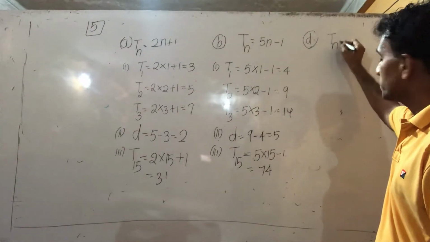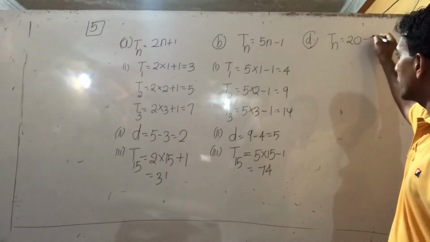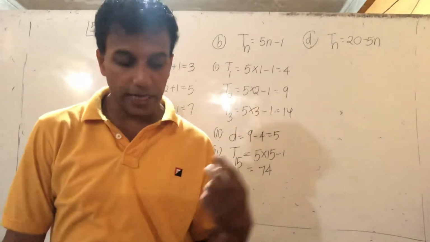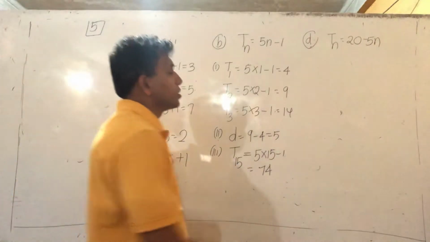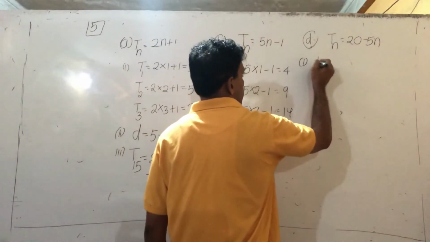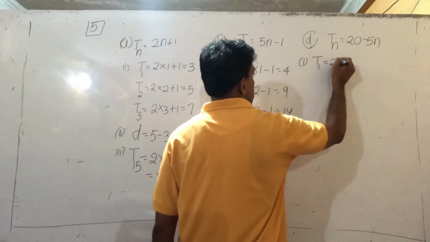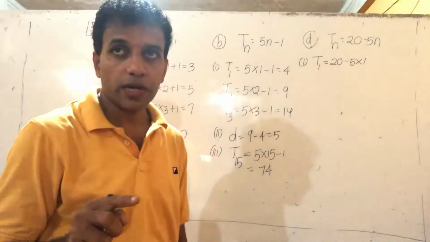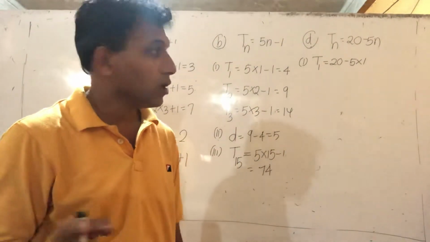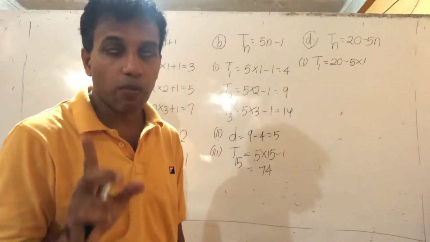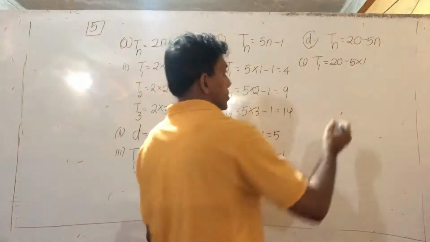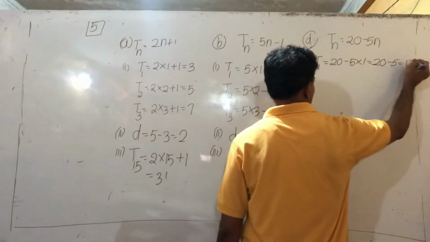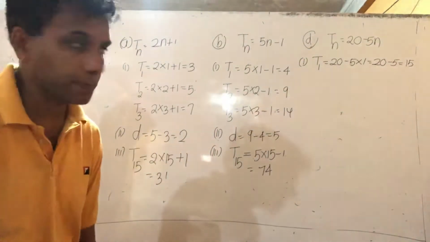Tn equals 20 minus 5n. Follow the same method. Find the first term, put n equal to 1. The second term, put n equal to 2, and so on. So first, n equal to 1: 20 minus 5 times 1. Very important: don't say 20 minus 5 is 15 and then multiply by 1. Always multiply first. Obey the BODMAS rule. 20 minus 1 times 5, so that is 15. The first term is 15. Put n equal to 2.